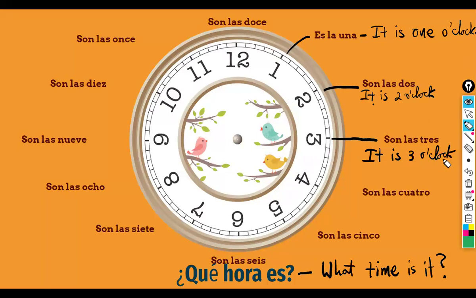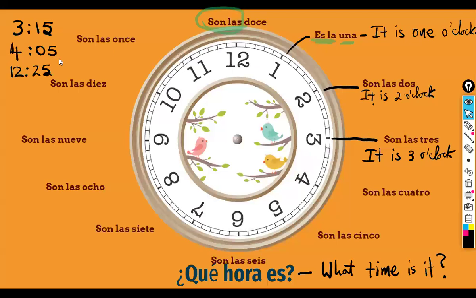And the first thing is es la una, it is for one o'clock, right? And then the next thing is son las for all the other hours. So it is the time, and then son las, right? Okay, any questions? Anybody unsure of anything? Anybody confused? Please say, I'm gonna pause for a minute.